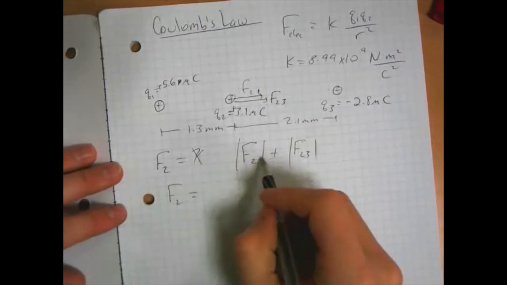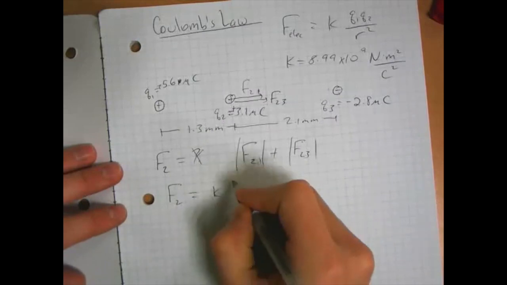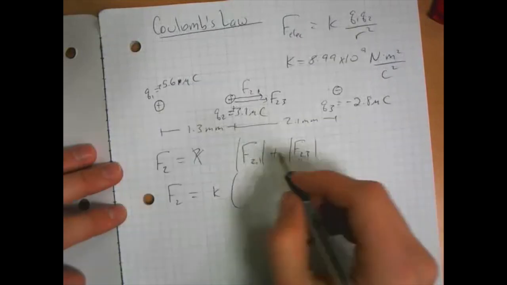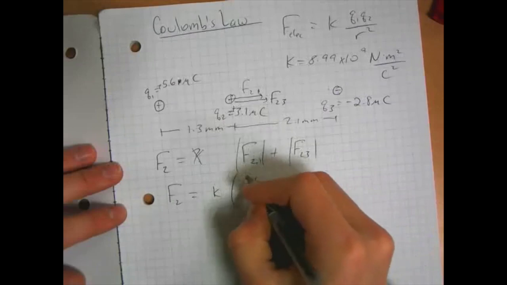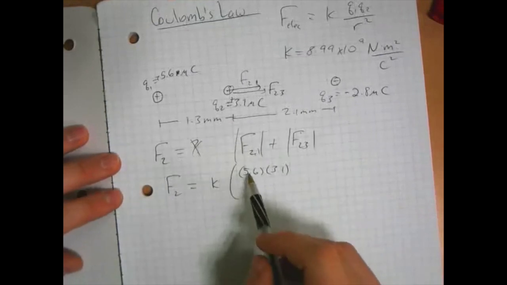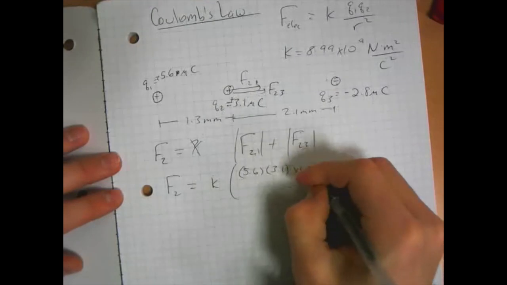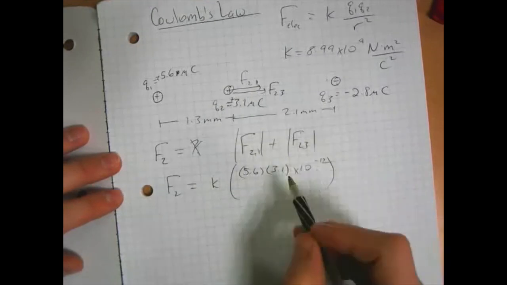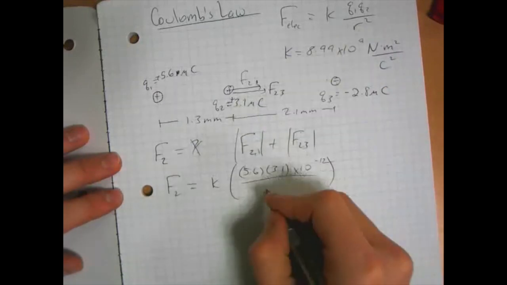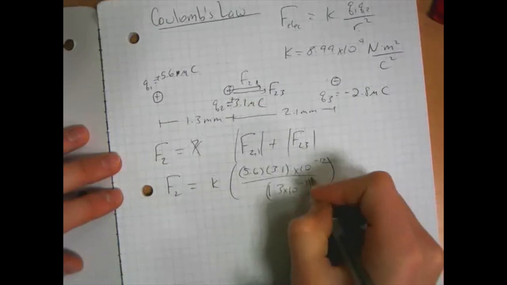The force on 2 because of 1 is K. Well, actually, we can pull the K out front of everything if we want to. Force on 2 from 1 is Q1, Q2, which is 5.6 and 3.1. This will make things easier to punch into your calculator. They're both times 10 to the minus 6, so that becomes times 10 to the minus 12. And then that's over the distance between them squared, which is 1.3 millimeters, 1.3 times 10 to the minus third squared.